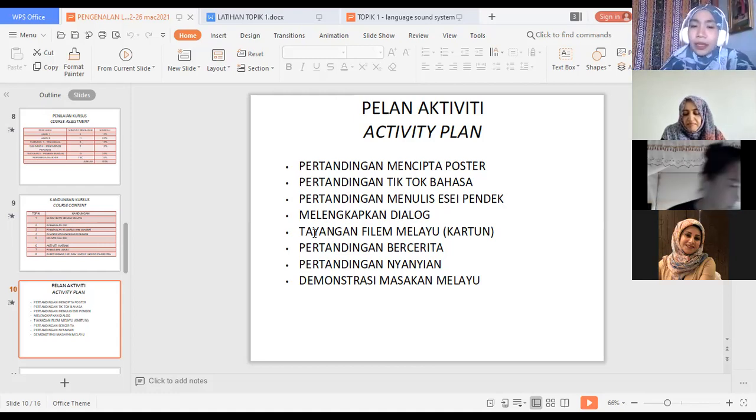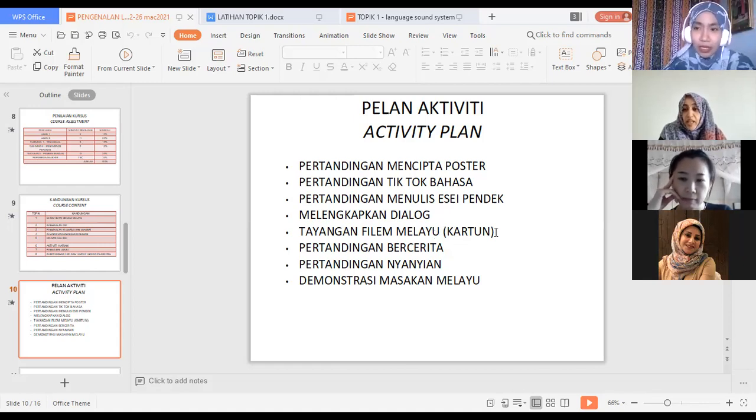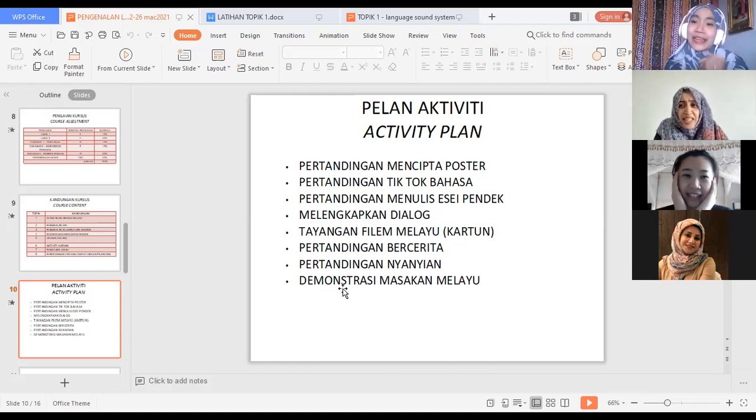And then tayangan filem Melayu, that means a movie screening. They give you one movie, an animated cartoon, and you watch it. We only watch a movie, for now. Pertandingan bercerita, storytelling in Bahasa Melayu. Pertandingan nyanyian, the singing competition. And the last one, demonstrasi masakan Melayu, you have to cook Malaysian cuisine.